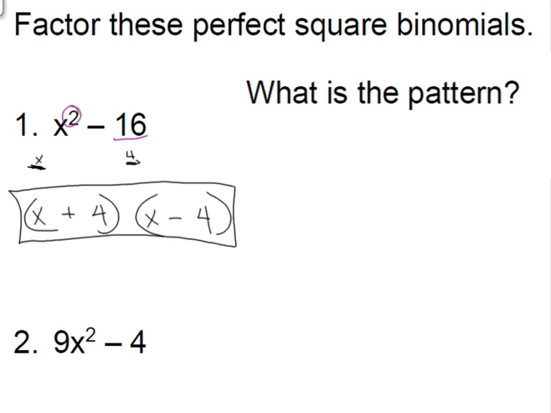Looking at example 2, I have 9x squared minus 4. Well, the square root of 9x squared would be 3x, and the square root of 4 would be 2. So my problem would be the 3x in the front, 2 in the back, a plus and a minus, and Bob's your uncle.